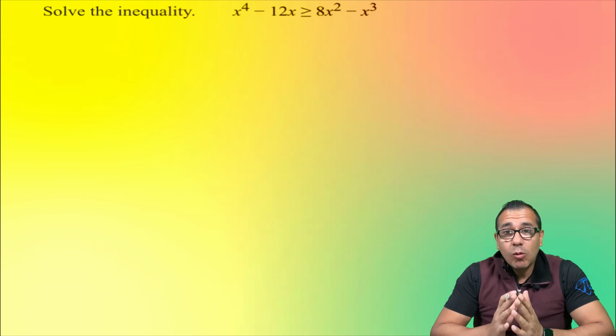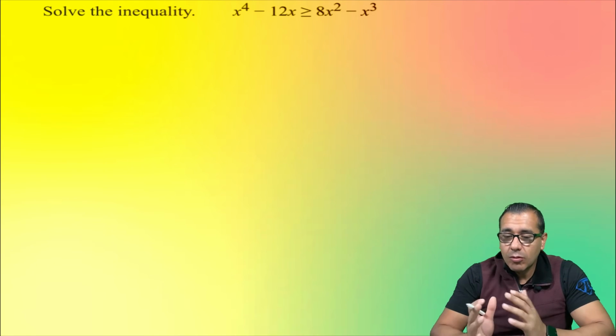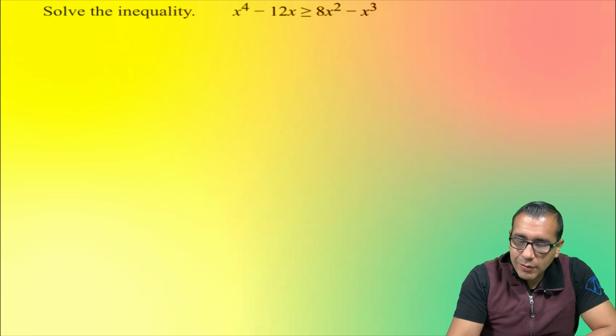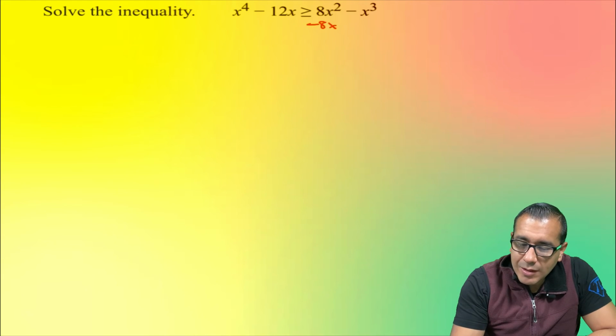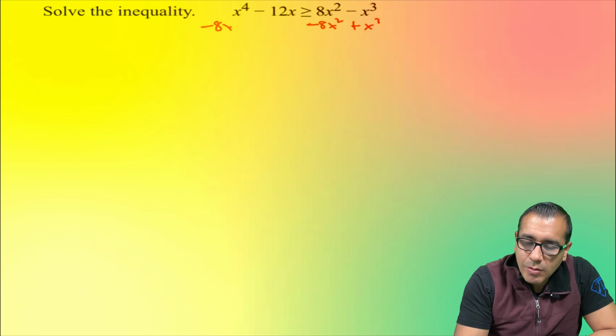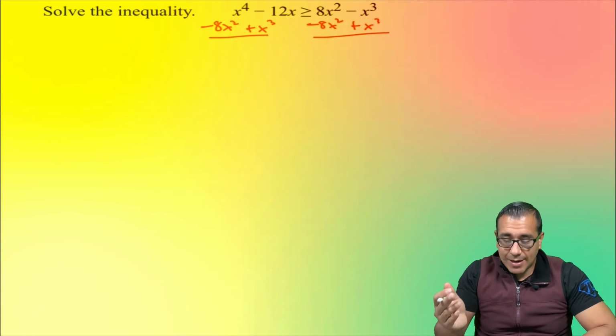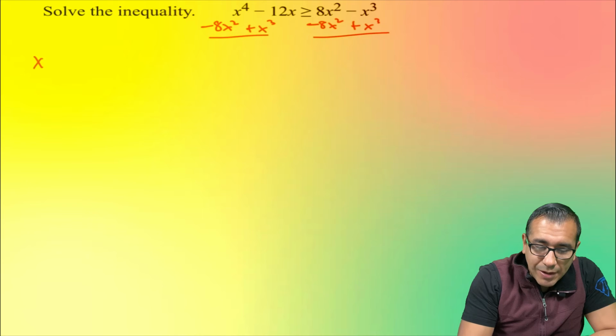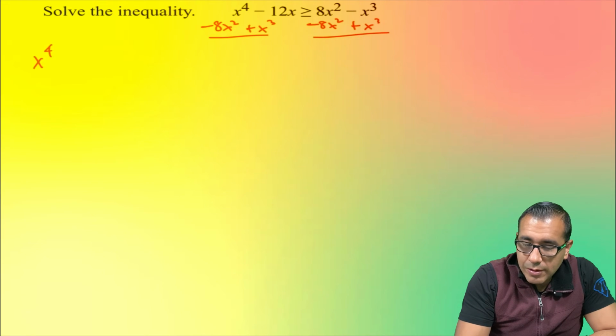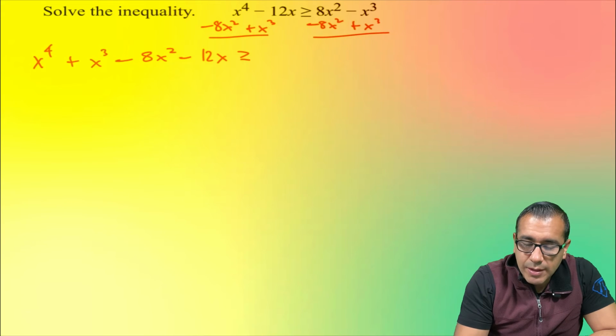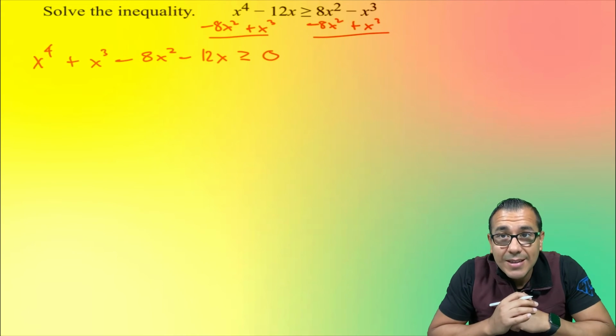All right, so we have an inequality, so we know we're going to set one side equal to 0. So for this one, let's subtract 8x squared, and let's add x cubed to both sides, minus 8x squared plus x cubed. So we're going to get our right-hand side equal to 0. So we have x to the 4th, and let's put everything in descending order, plus x cubed minus 8x squared minus 12x. I want to make sure we don't miss anything, and we have everything in descending order.